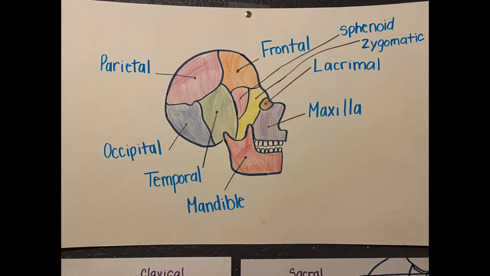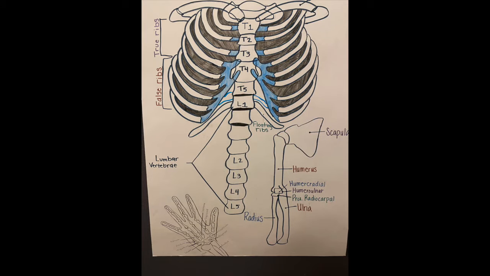Just to recap, our skull is made up of our parietal bone, our occipital bone, our temporal bone, our frontal bone, sphenoid bone, lacrimal bone, nasal bone, zygomatic, maxilla, and the mandible. In our torso, it is made up of our clavicle, our scapula, our vertebrae, which is located in our spine, our ribs, which include the false ribs, true ribs, and the floating ribs.